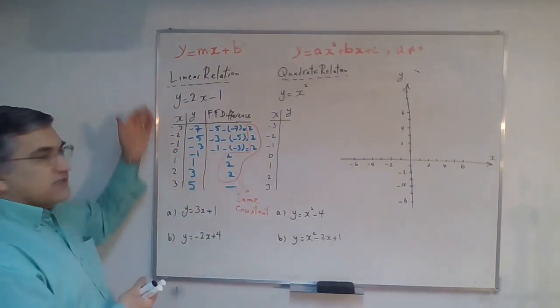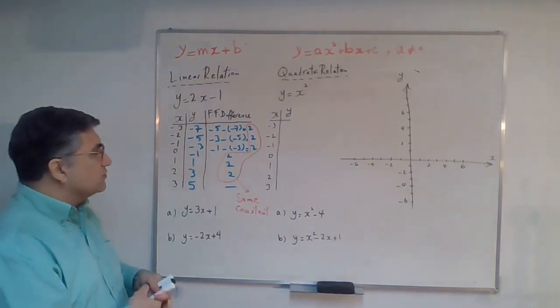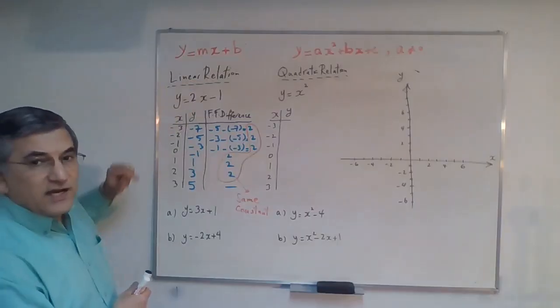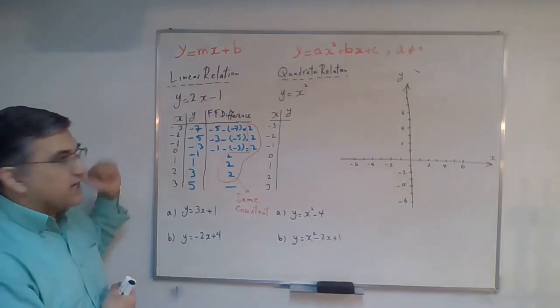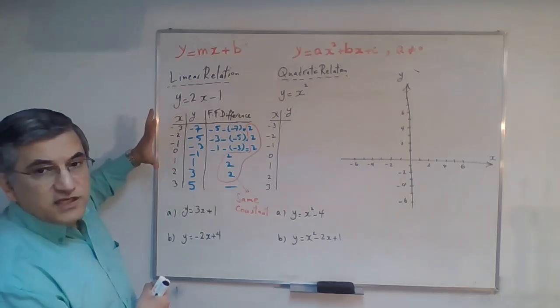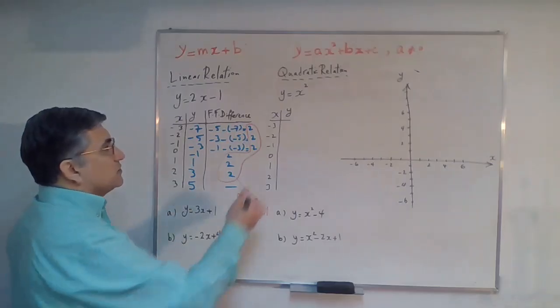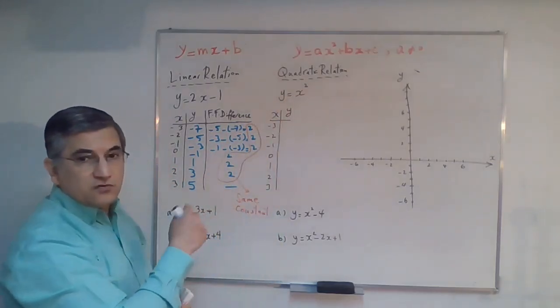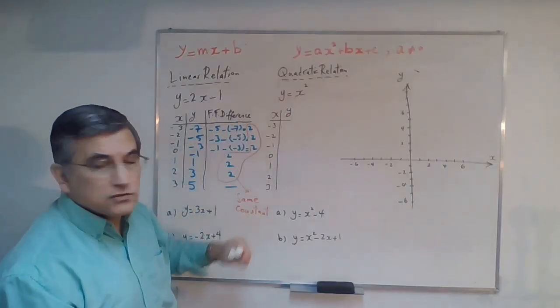If you have a relation where the first finite differences are all the same number, we call this relation a linear relation, as you recall from grade 9, grade 10 math courses you have learned in the past. Now, we want to construct a similar table of values for the quadratic relation. Okay, so we have a very simple quadratic relation, y equals x squared. The exponent of x is 2.